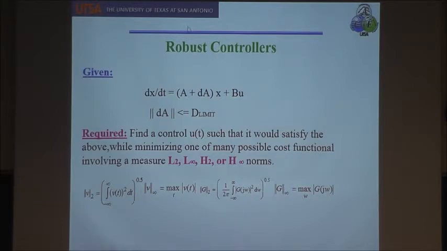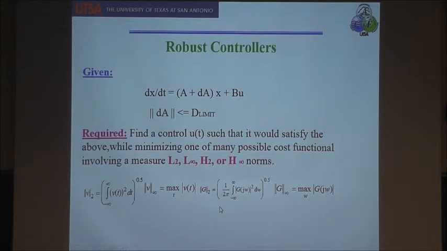Robust control is another area which one of my colleagues is an expert on. You have a linear control system which takes into account unmodeled dynamics by this additional matrix, dA, and you give it a bound, a condition on it. And you want to find the control u such that it would satisfy this condition, minimizing one of the many possible cost functions involving different norms: L2 norm, L infinity, H2 or H infinity norm. These are the definitions of those norms. This is called a robust controller.